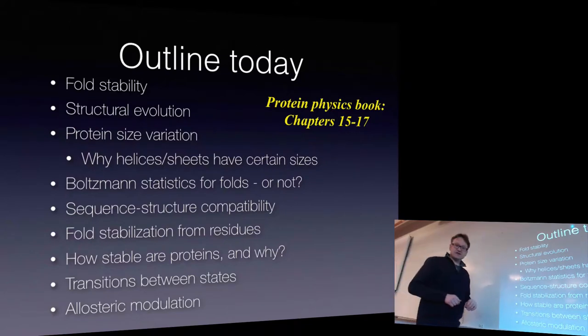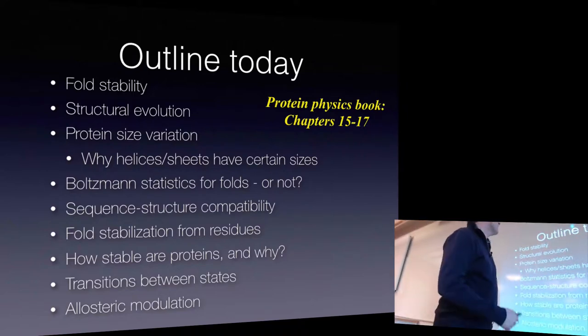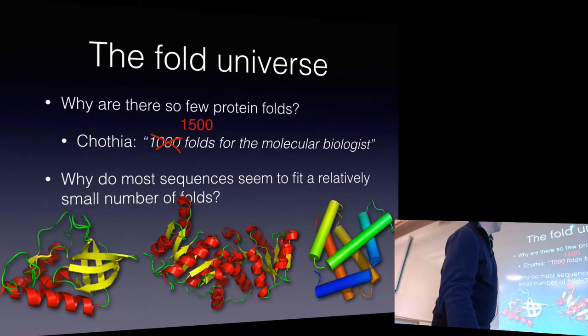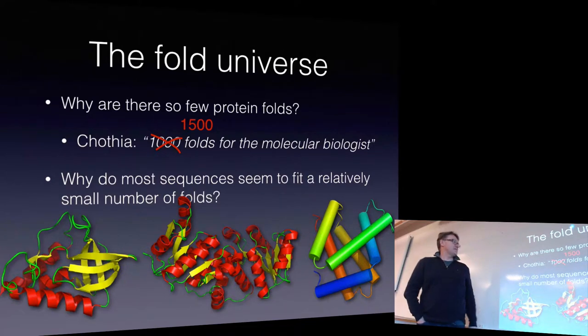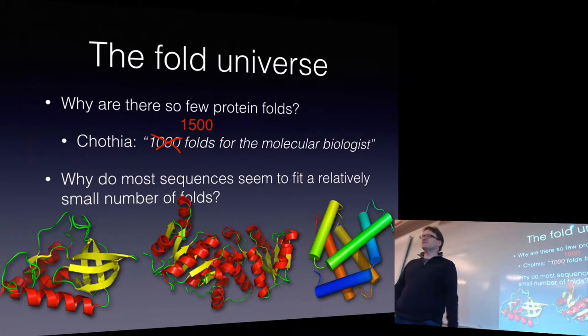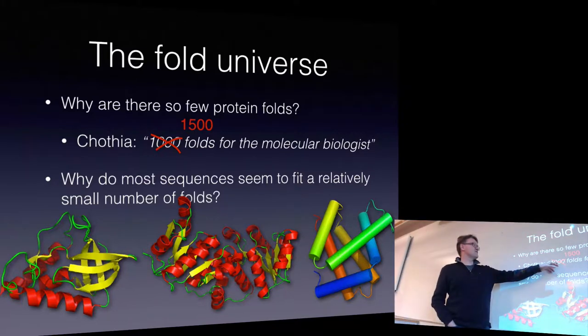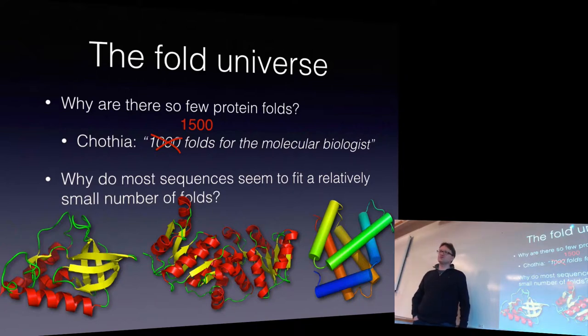I already went through the outline of what we're going to talk about today, so let's jump straight into it. We spoke about the fold universe a little bit on Tuesday, and in particular this classical quote from Cyrus Chothia, 1,000 folds for the molecular biologists, which sounds so much better than 1,500 folds. If you think there are only a few genes in your genome, 20,000, this number is insane. Well, they're not identical structures, right? But there are only in the ballpark of 1,000 different ways to fold all the proteins in your body.